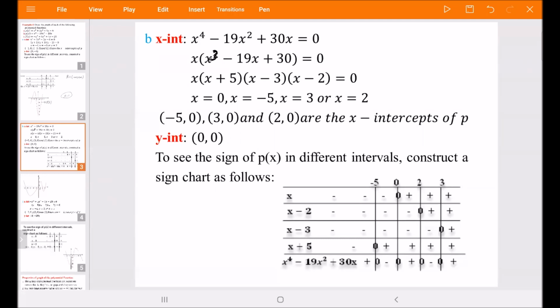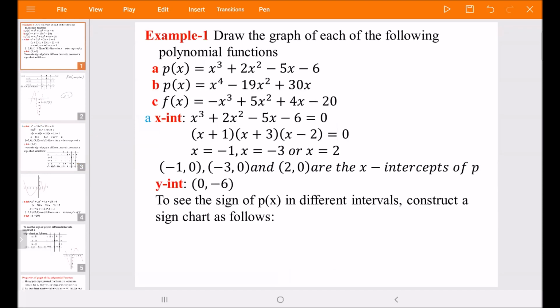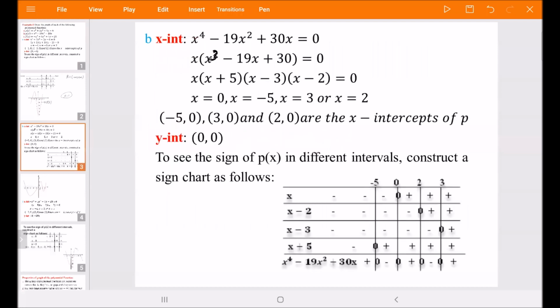That means the graph of this polynomial touches the x-axis at 4 different points: minus 5, 0, 3, 0, 2, 0, and the origin. Because if you make the value of x equal to 0, then obviously, as you can see in this function, the constant term is 0. So there is x, we make it 0, this is 0, this is 0. So the graph of this function passes through the origin. So here we write the y-intercept as the point 0, 0.